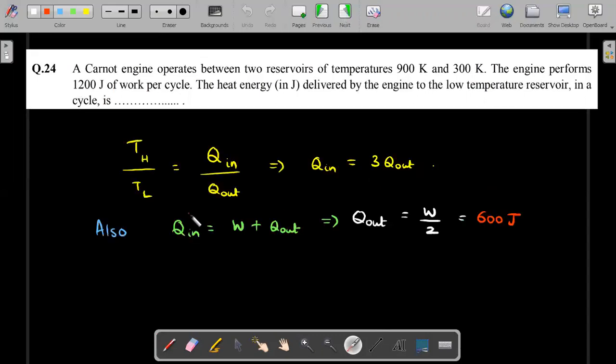So here's the solution. As usual, I keep saying, I think by now you would have heard through 4 or 5 problems on Carnot engine, where T high divided by T low is given by Q in divided by Q out. Okay, so Q in therefore is 3 times of Q out, as you could clearly see. And also Q input should be equal to W plus Q out, and therefore Q out is equal to W divided by 2, which is 600 joule. Okay, so this was a numerical question, so answer should be 600.